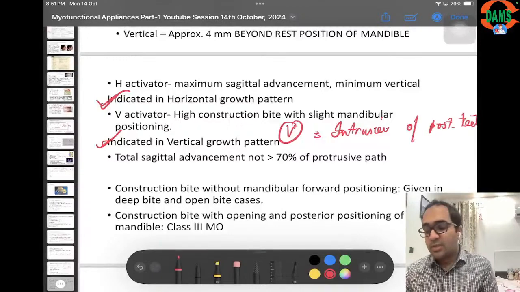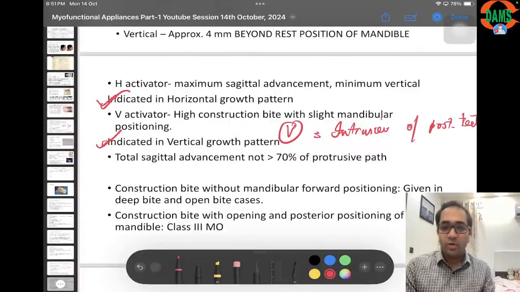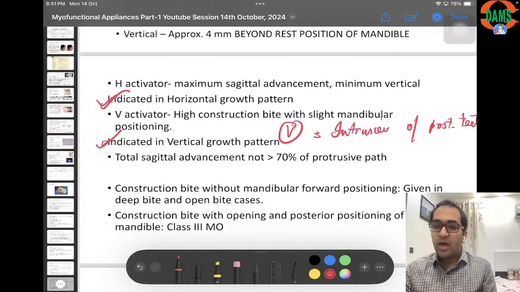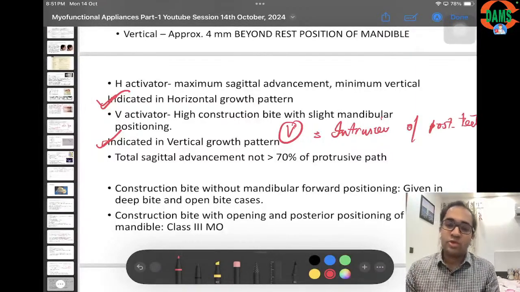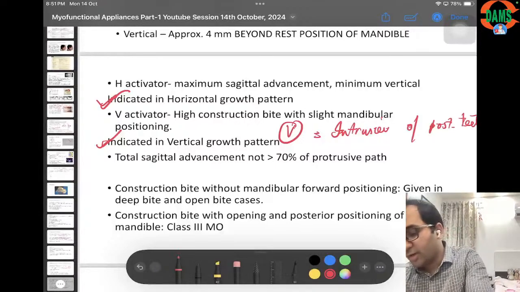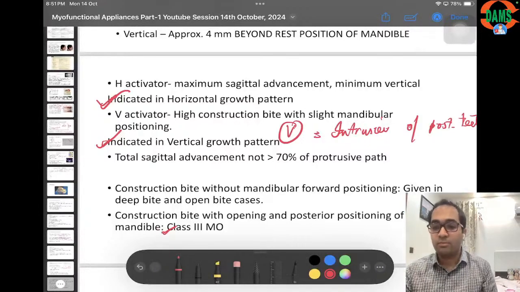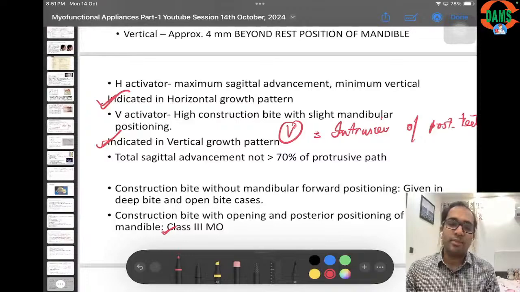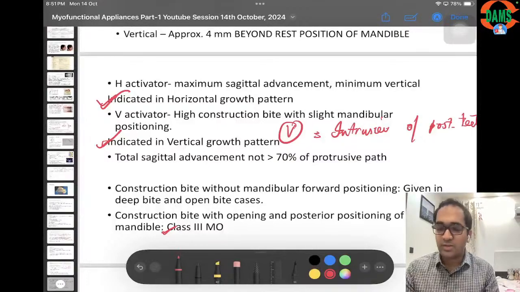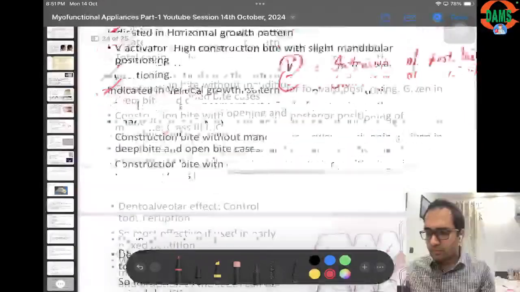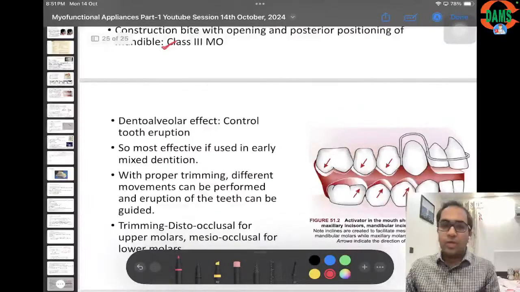Lastly, the construction bite without mandible forward positioning is given in deep bite and open bite cases, and construction bite with opening and posterior position of the mandible is given in class 3 malocclusion cases. Easy to understand. Where the mandible is forward, we will ask the patient to retrude the mandible, or take it backward, and bite, for correction of class 3. Okay, so this was the skeletal advancement.